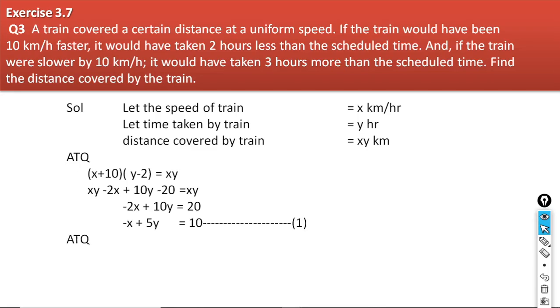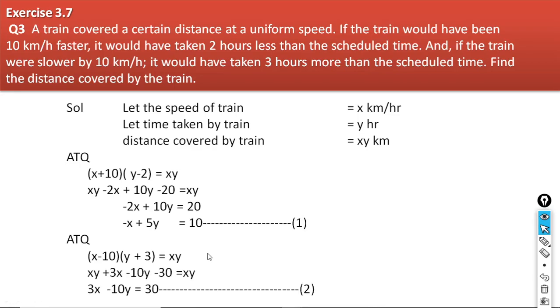Similarly, in the second case, if the train were slower by 10 km per hour, x minus 10, it would have taken 3 hours more, y plus 3, and the total distance remains the same, xy. By simplifying this, you will get the second equation. Then you solve the first and second equations.